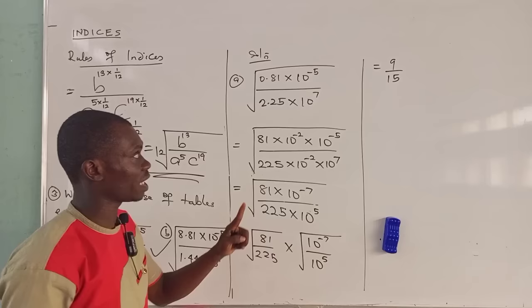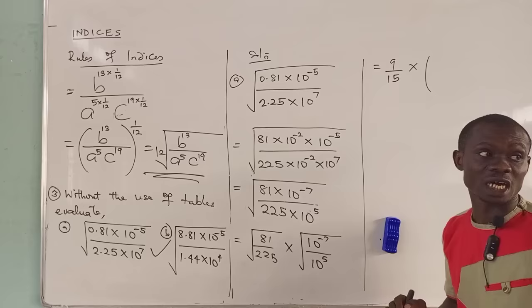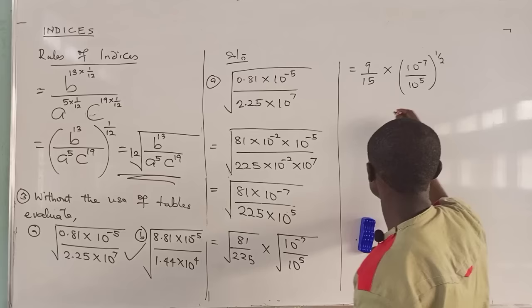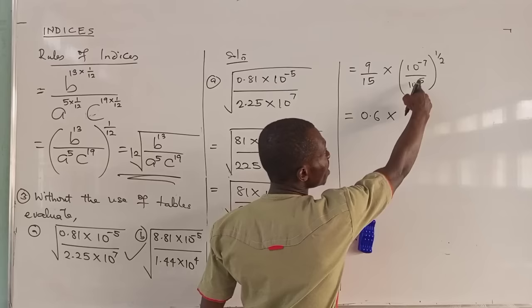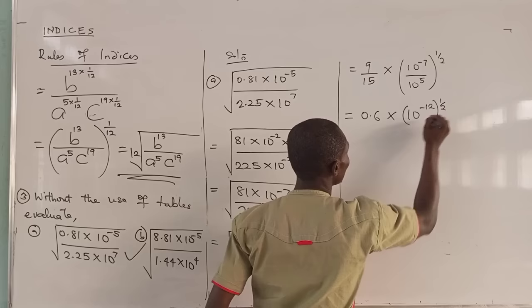Now, we know that square root, by the fractional power that we just talked about, is the same thing as raised to the power half. And so I'm going to get 10 raised to the power minus 7 over 10 raised to the power 5, all raised to the power half. Now, 9 over 15 is 0.6, multiplied by, now by division rule, this is going to give me 10 raised to the power minus 7 minus 5, which is minus 12, all raised to power half. Then by power rule, this is going to be a multiplication of powers.